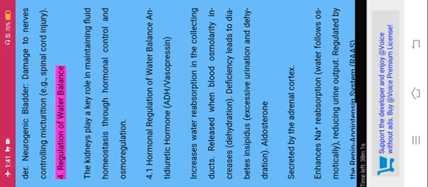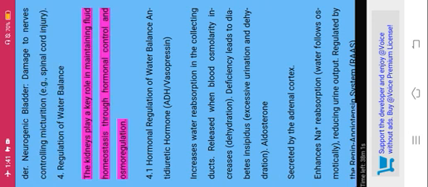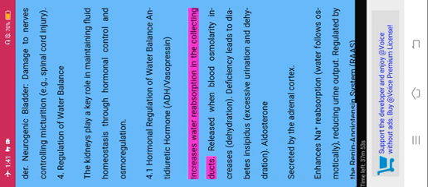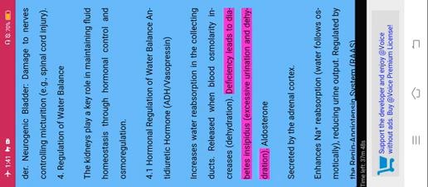4. Regulation of water balance. The kidneys play a key role in maintaining fluid homeostasis through hormonal control and osmoregulation. 4.1 Hormonal regulation of water balance. Antidiuretic hormone, ADH, vasopressin: increases water reabsorption in the collecting ducts. Released when blood osmolarity increases, as in dehydration. Deficiency leads to diabetes insipidus, excessive urination and dehydration. Aldosterone: secreted by the adrenal cortex.